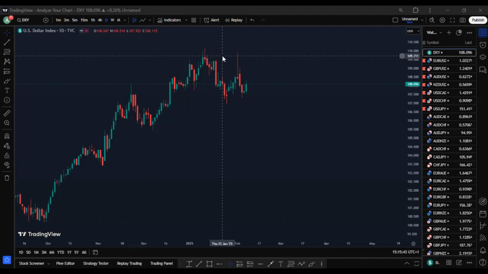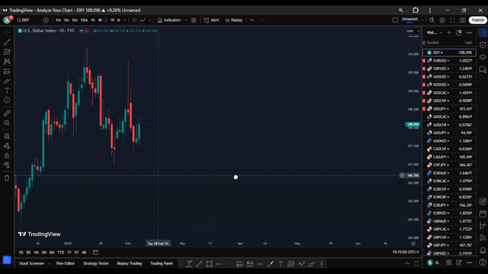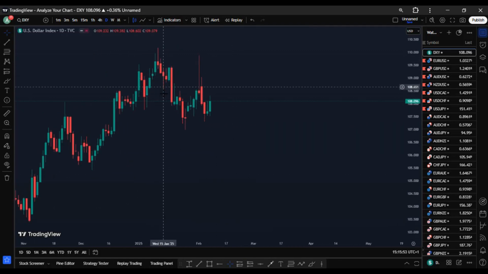As usual, we are going to be taking a quick look at the dollar index. Looking at the dollar index on the daily chart, you can see that we are now in a bullish market trend. Why do I say this? Because you can see here we made a lower low, a lower high, and a lower low.